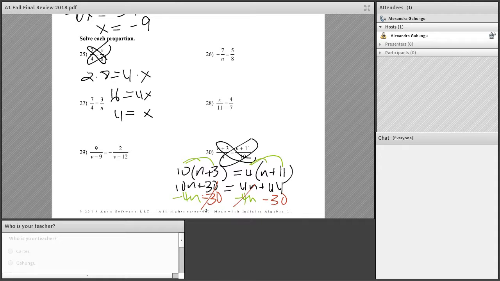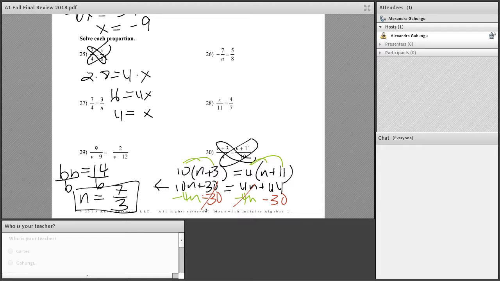So that'll leave you with 6n equals 44 minus 30. Right, and then you want to divide by 6, and your answer should be a simplified fraction. So 14 over 6 simplifies into 7 over 3. Just got to make sure that you simplify all of your answers.